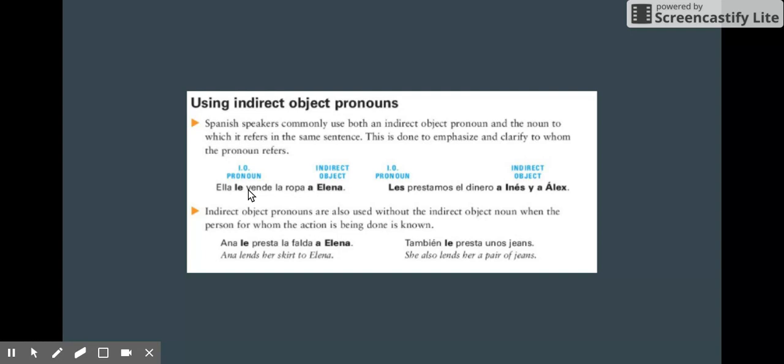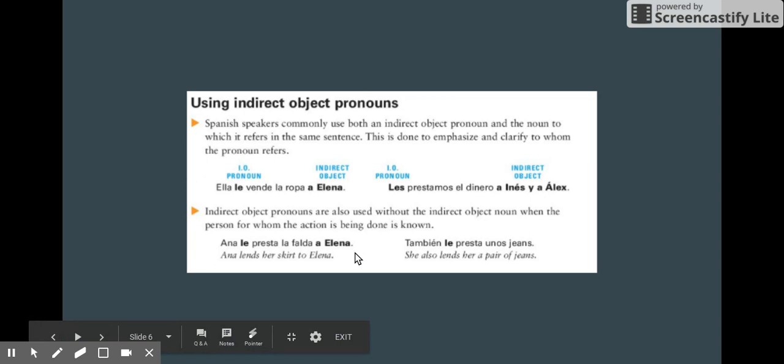Now in the next chapter, we'll learn about using both indirect objects and direct object pronouns together. But for now, know that they can be placed in the same place, before the conjugated verb or attached to the end of the infinitive verb. In this case, les prestamos el dinero a Inés y Alexa. To whom do we lend money? A Inés y Alexa. So indirect object pronoun would be les.